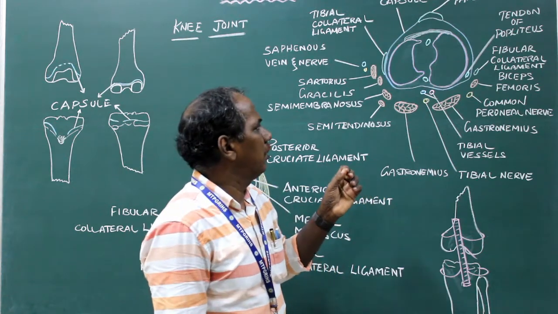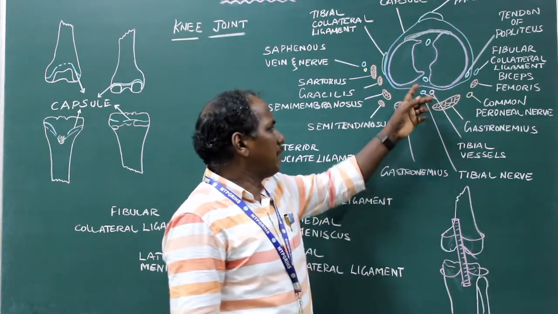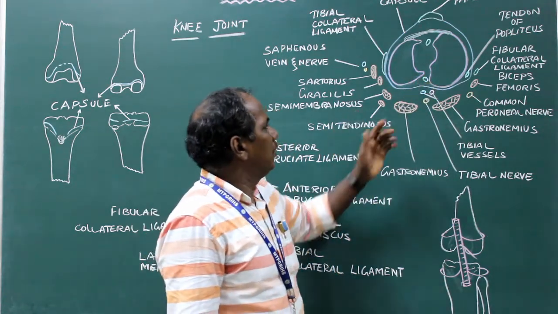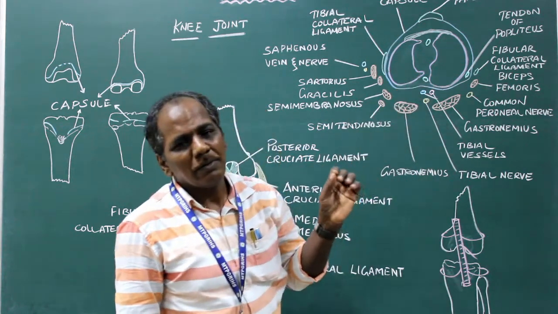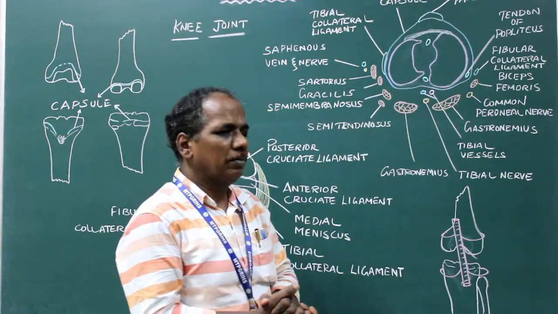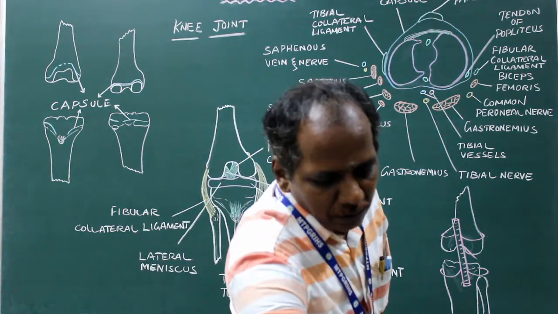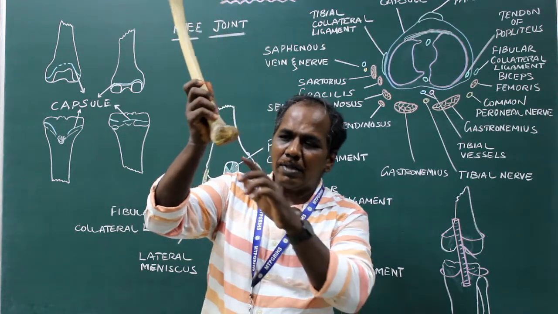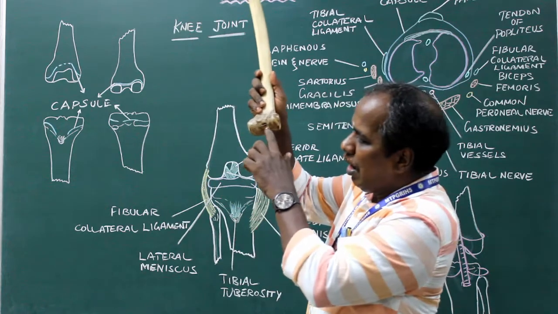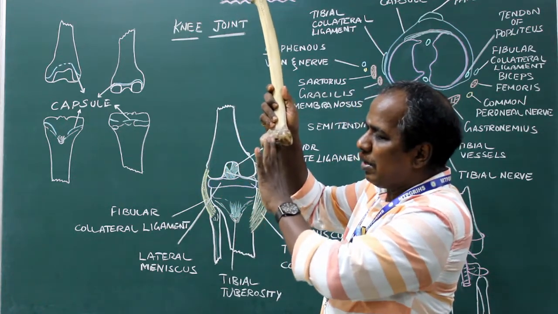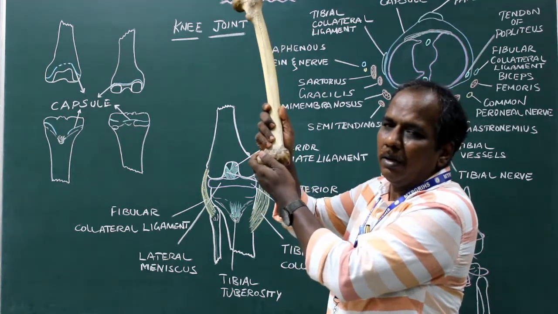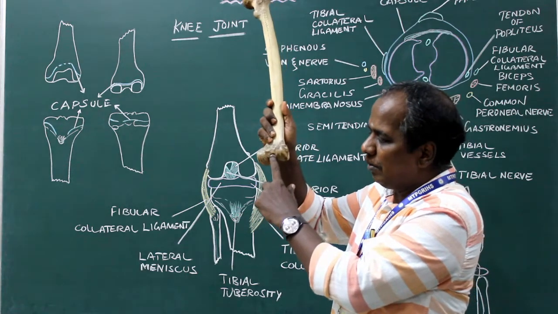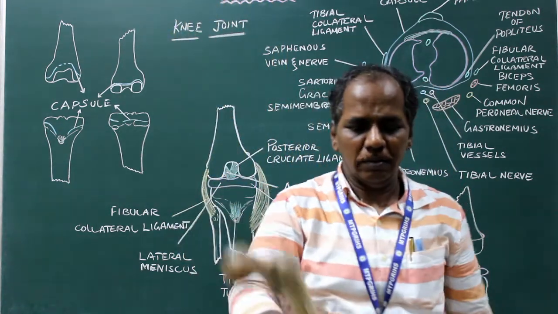Posterior cruciate ligament: it is attached to the posterior part of the intercondylar area behind the posterior horn of the medial meniscus. Proximally, the ligament runs forwards and upwards, so it is attached to the anterior part of the lateral surface of the medial condyle. This is the lateral surface. So anterior part of the lateral surface of the medial condyle.